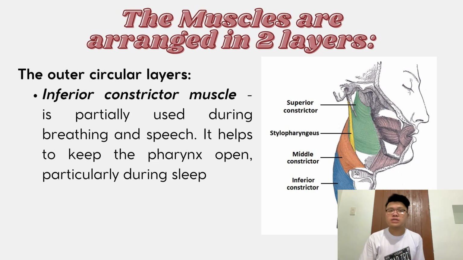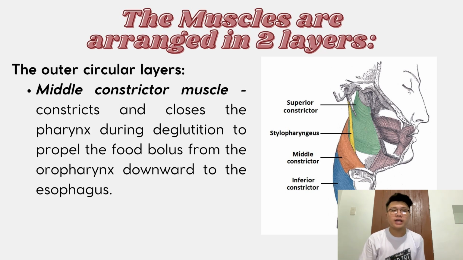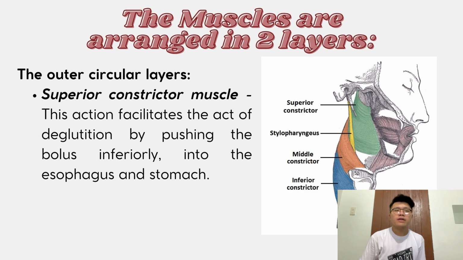Our middle constrictor muscle, it constricts and closes the pharynx during deglutition to propel the food bolus from the oropharynx downward to the esophagus. So what is a bolus? It is the mass of substance, or the food that we eat or swallow. For the superior constrictor muscle, this action facilitates the act of deglutition by pushing the bolus inferiorly into the esophagus and stomach.